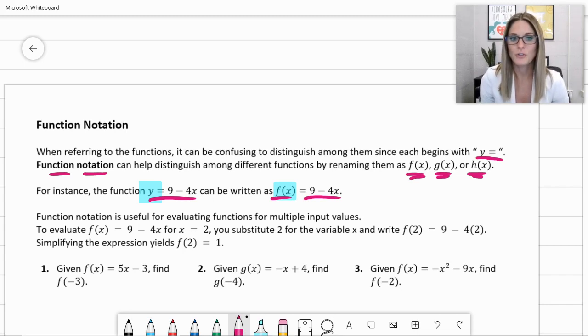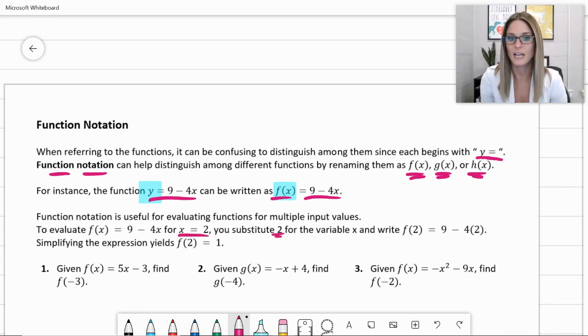Function notation is useful for evaluating as well, and this is what we saw on those appropriate domain word problems on Delta Math. They were using function notation as we tried different values for the input, for the x values. For example, to evaluate f of x equals 9 minus 4x for x equals 2.